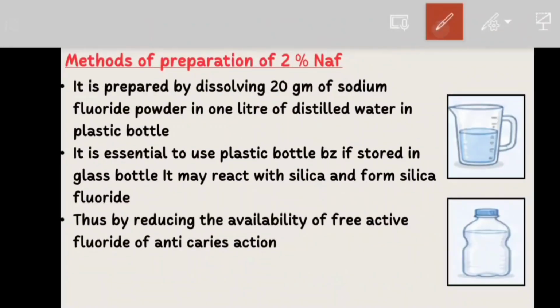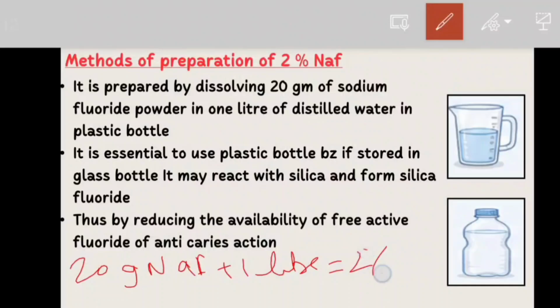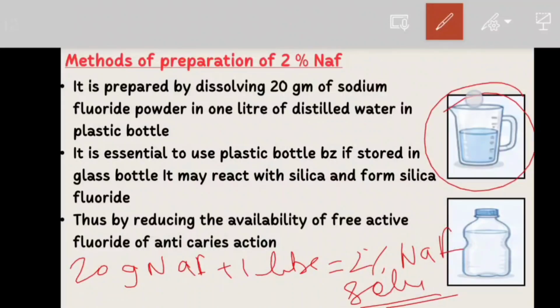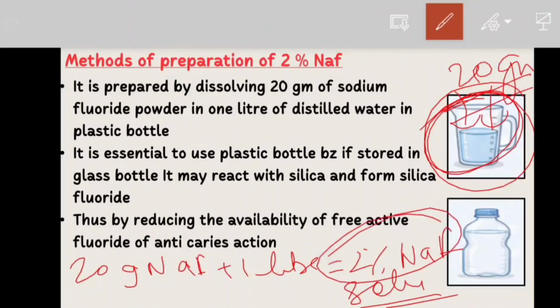Now we see the method of the preparation of the 2% sodium fluoride. So it is prepared by dissolving 20 gram of sodium fluoride powder in 1 liter of distilled water in a plastic bottle. So remember here is 20 gram of sodium fluoride plus 1 liter distilled water forming the 2% sodium fluoride solution. Okay. So this is the distilled water, that is the 1 liter, and we will add the 20 gram of sodium fluoride. After we add it, it will form the 2% sodium fluoride.